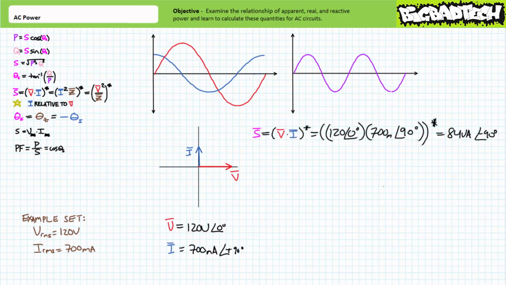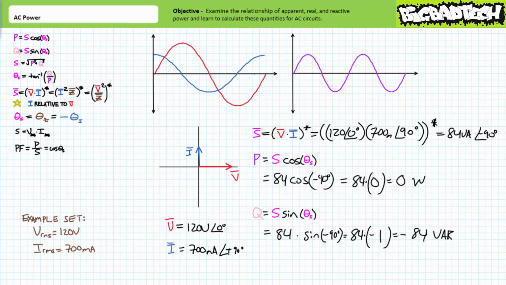Apparent power is the complex conjugate of the voltage times the current. Substituting in our given values, we obtain an apparent power figure of 84 volt amperes at an angle of negative 90 degrees. Again, you'll note apparent power magnitude is the exact same value we obtained earlier, since we're using voltage and current with the same effective values. Only the angle of apparent power is changed. As previously, we can resolve apparent power into real and reactive components.